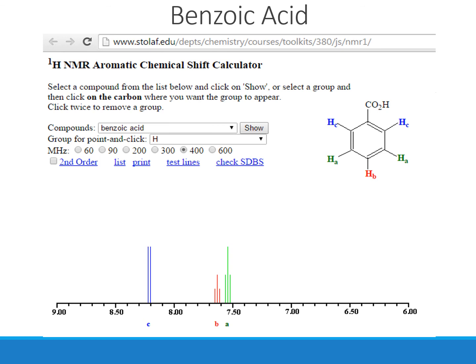For benzoic acid, again, similar to benzaldehyde, you will have 3 aromatic protons, 4 environments of protons, one for the carboxylic hydroxyl group, and the 3 others, as you can see, labeled as blue, green, and red for the aromatic hydrogen atoms.